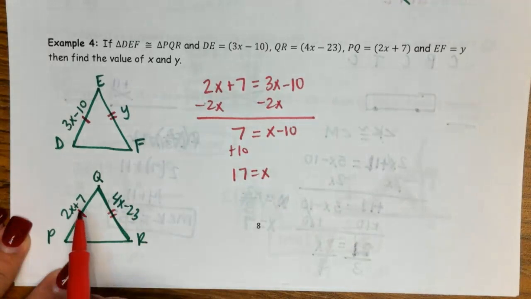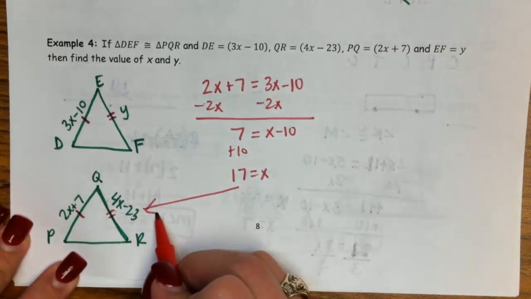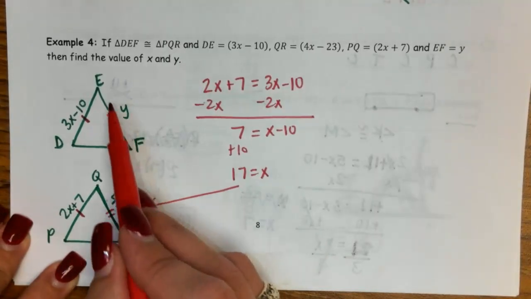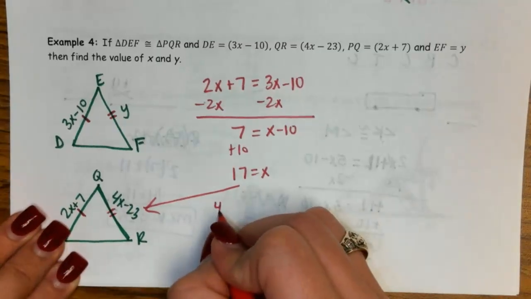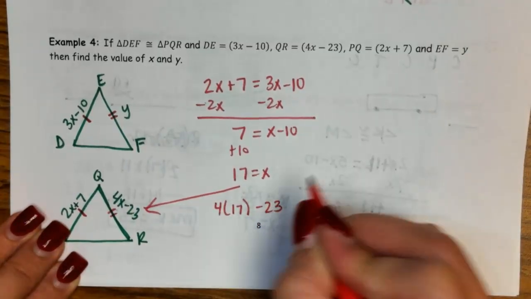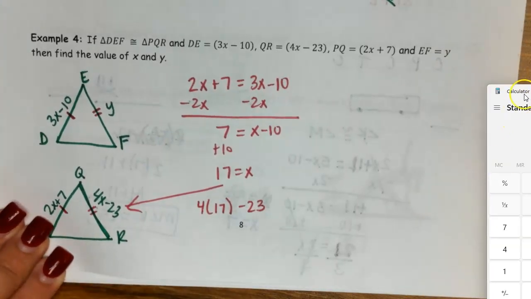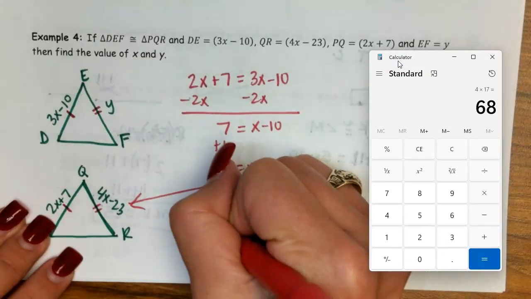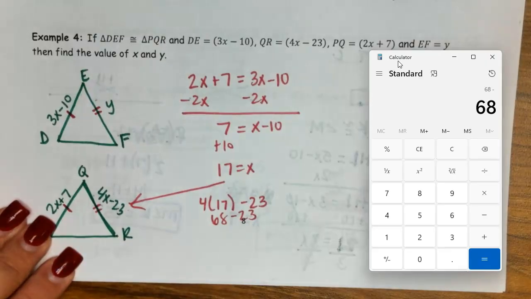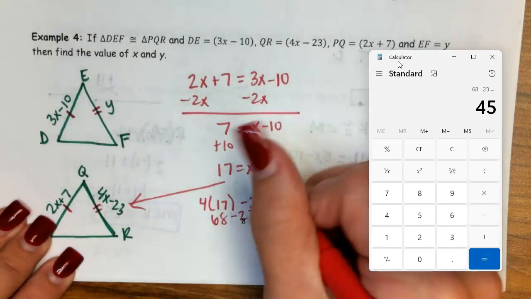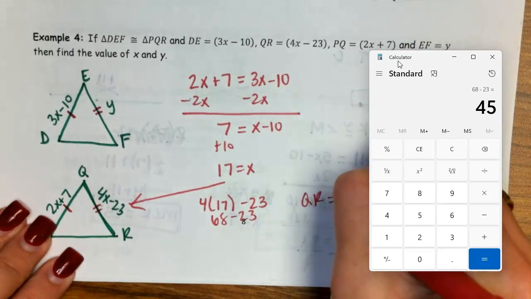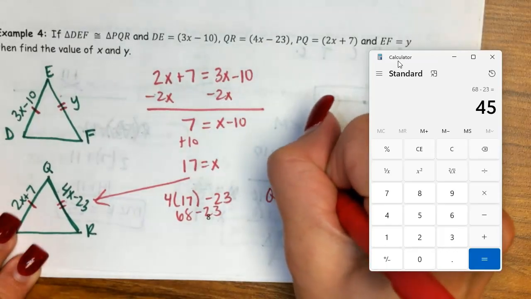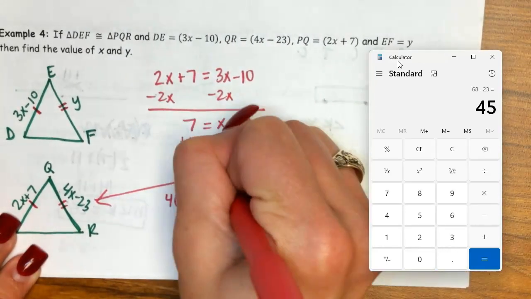I am going to take this x and plug it in right here, because I want to know what this side is equal to because it matches y. So I'm going to take 4 times 17 minus 23. Let me bring up the calculator. 4 times 17, which is 68, minus 23. So this side length, QR, is equal to 45. And QR is congruent to EF, so that means that y is equal to 45. And we have x right here.